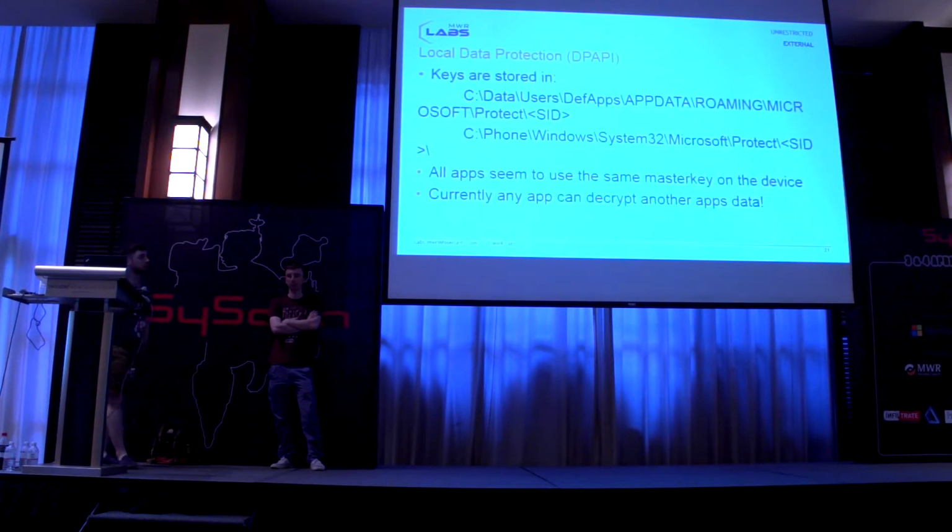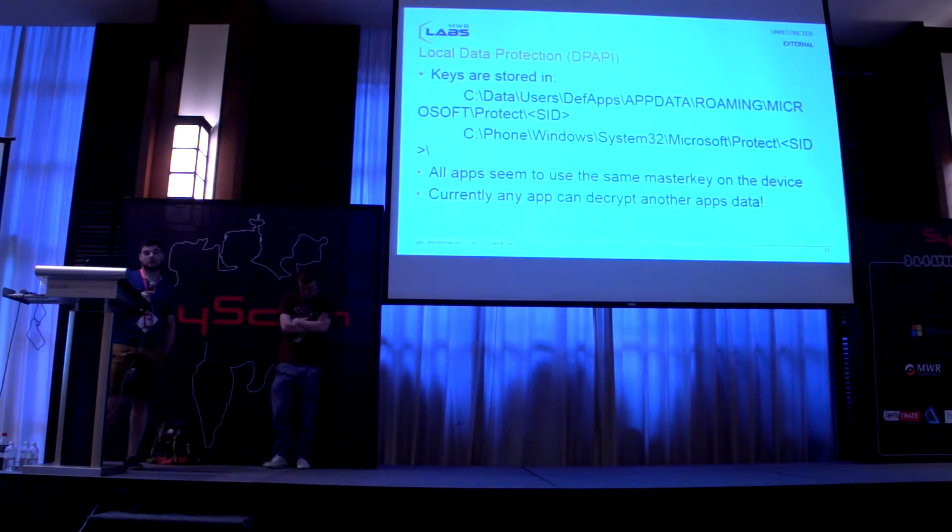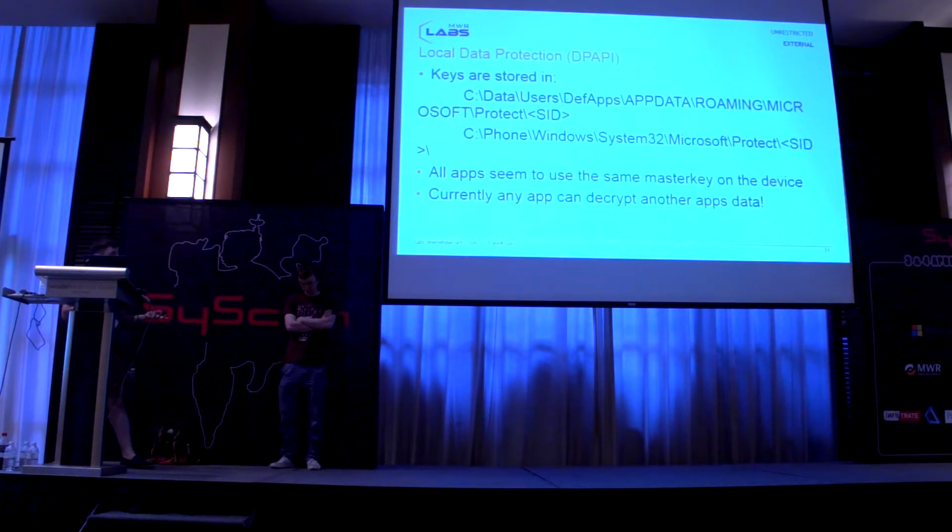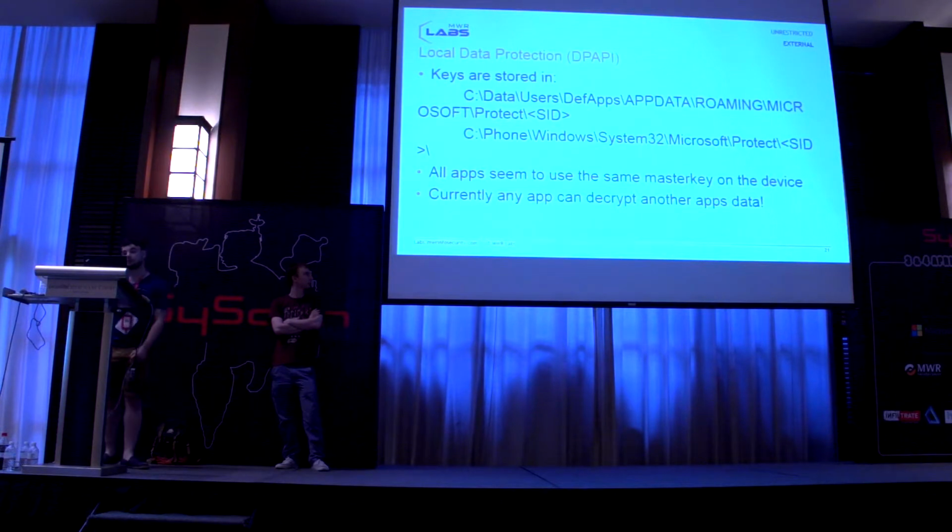So on the phone, it's slightly different in where the keys are stored. They're stored in those directories there. But the issue is that we're not sure whether it's because they're running on the same user ID but different contexts, but all applications seem to use the same derived master key on the device. So one application using the data protection API in Windows Phone 8 can actually decrypt another application's data, should it be able to access that data. Currently the only way you can do that is with a Samsung 8FS using the MTP bug.